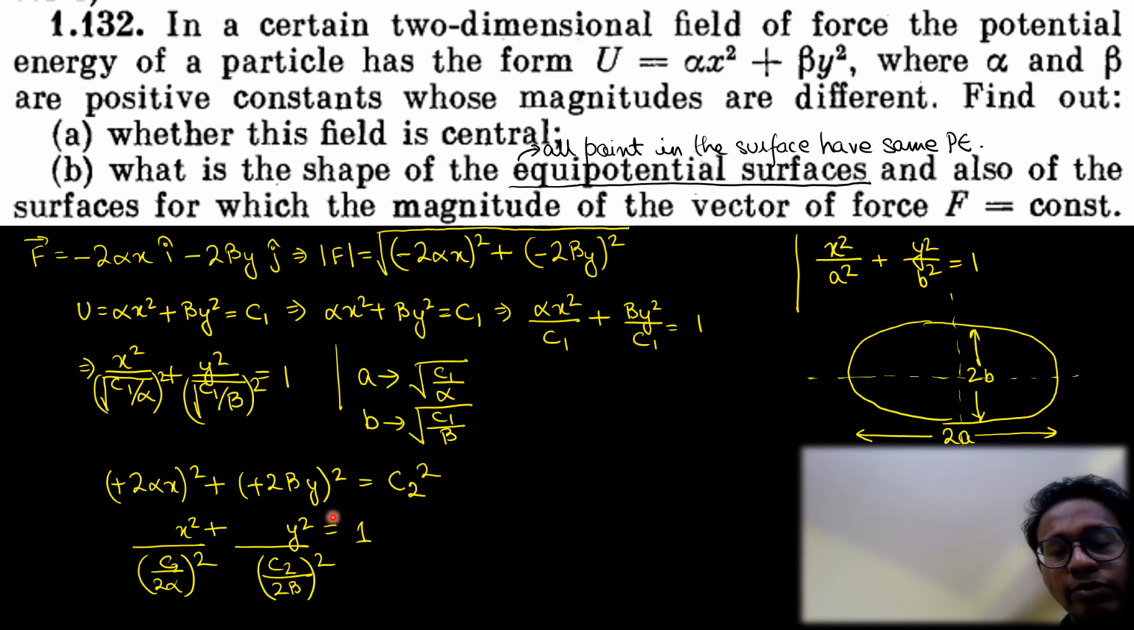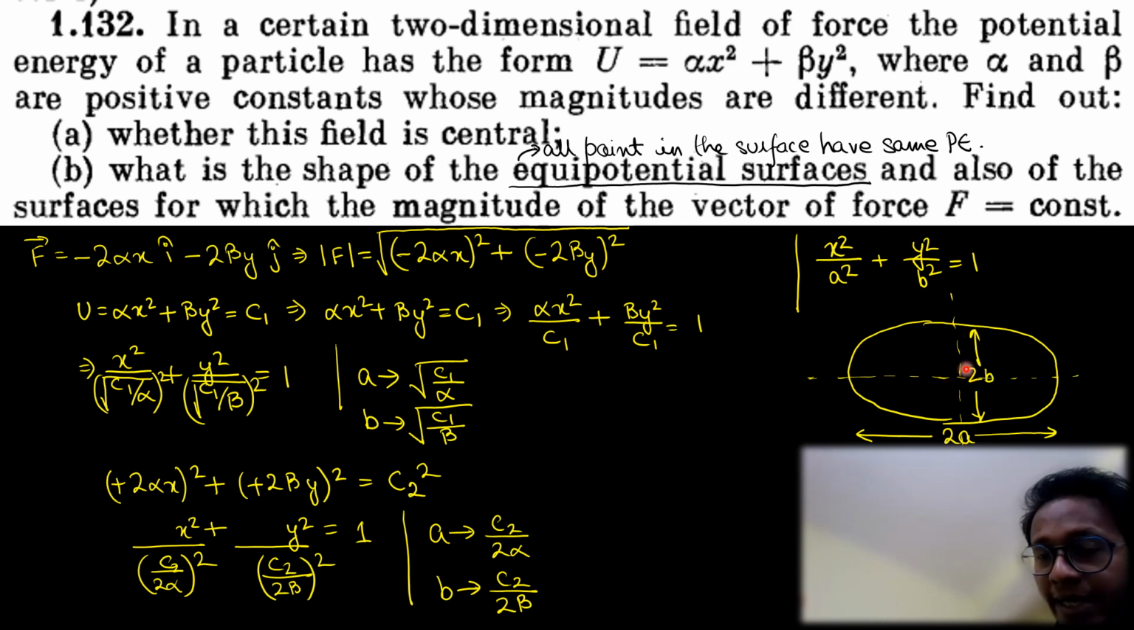So out here this surface will also form an ellipse, but in this ellipse the length of semi-major axis is nothing but c2 by 2 alpha, and the length of semi-minor axis is nothing but c2 by 2 beta. Semi-minor axis is nothing but this length, and semi-major axis is nothing but this length.